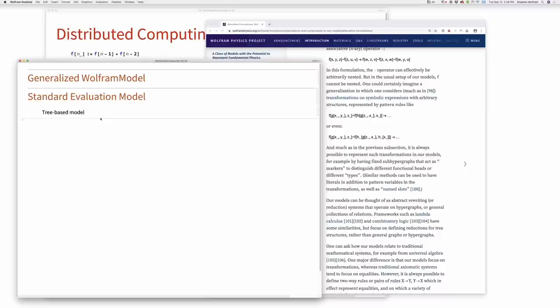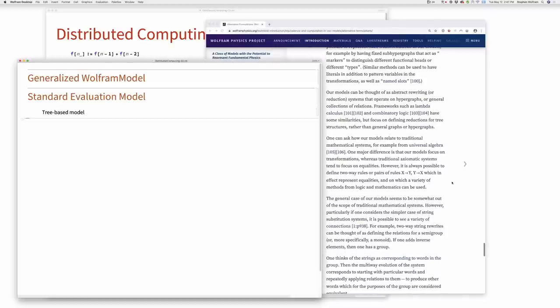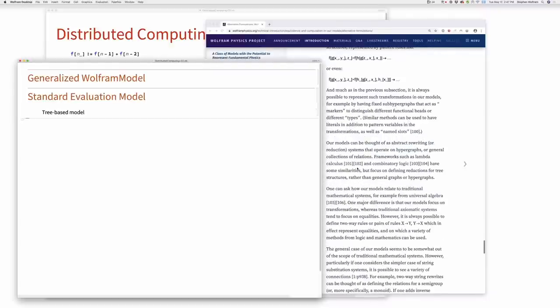So it might be instructive for us to look at the case where, I should read what I actually wrote here, which was only a short while ago. Abstract rewriting that operates on hypergraphs or general collections of relations. Frameworks like lambda calculus or combinatory logic have some similarities, but focus on defining reductions for tree structures rather than general graphs or hypergraphs.